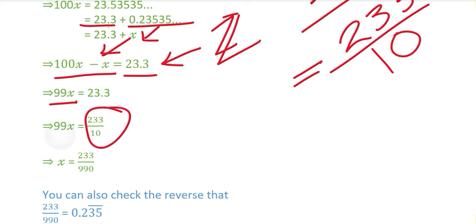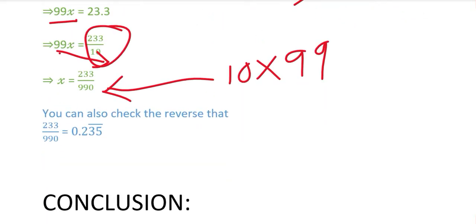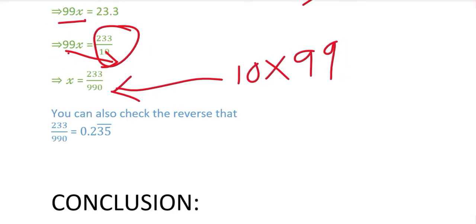So now this 99 is being multiplied here. We can shift it to the right hand side, so it will go to the denominator and it will get multiplied to 10. 10 into 99 is nothing but 990, right? So x is 233 by 990. You can just check it the reverse way also. You can divide 233 by 990 and you can see whether the answer is same or not.